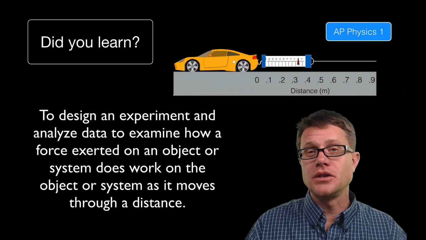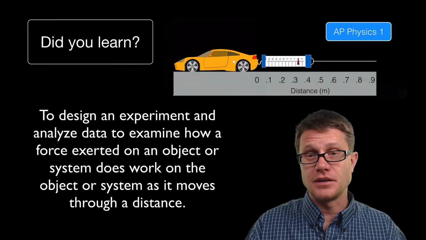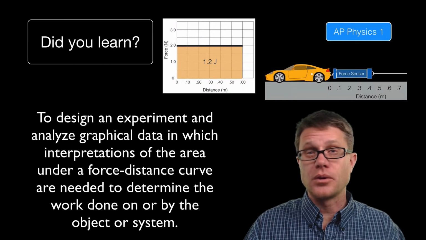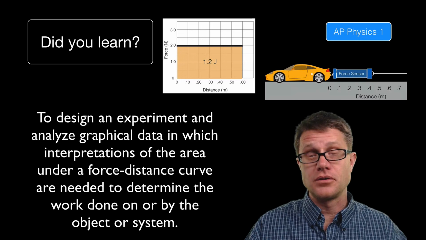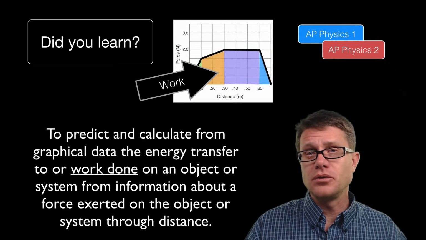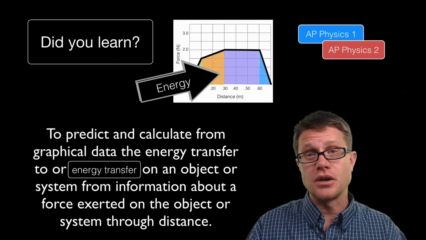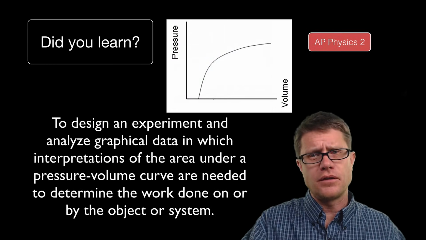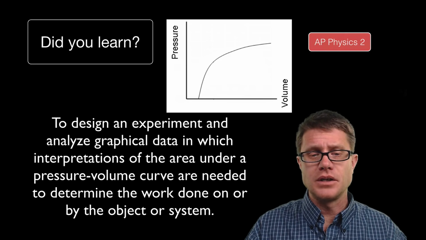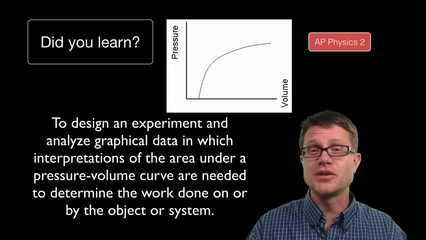So did you learn to calculate work in the lab? All you do is measure the force over a given distance. Could you use a force versus distance graph to calculate the area under the curve, telling you the amount of work that you've done? And do you know that the amount of work being done is equal to the amount of energy that was added to the system? And then finally, in AP Physics 2, do you know that that force versus distance graph, if we're dealing with a gas, is going to be a pressure versus volume curve? I hope so, and I hope that was helpful.